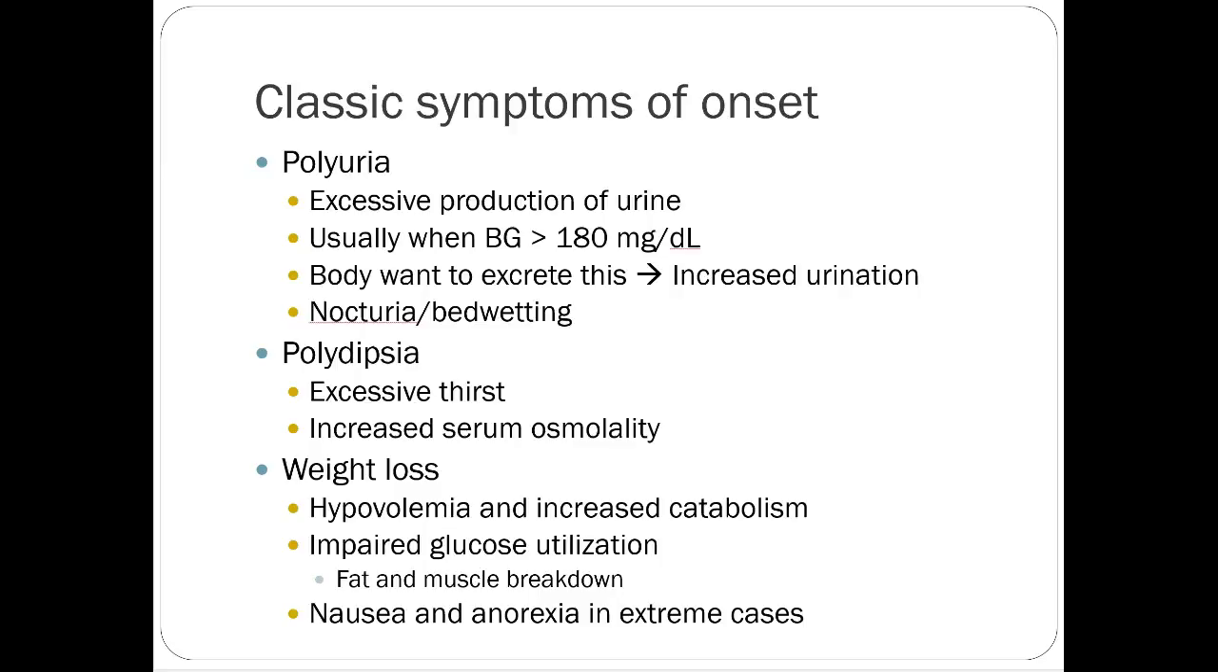And then weight loss. Hypovolemia, increased catabolism. You have impaired glucose utilization, and fat and muscle breakdown. Now, this symptom of weight loss is generally more associated with your type 1 patients because of the way that the disease works. However, at the onset of type 2, you could also see maybe some slight weight loss too because of some similar nausea, anorexia type symptoms that you might see with high blood glucose.